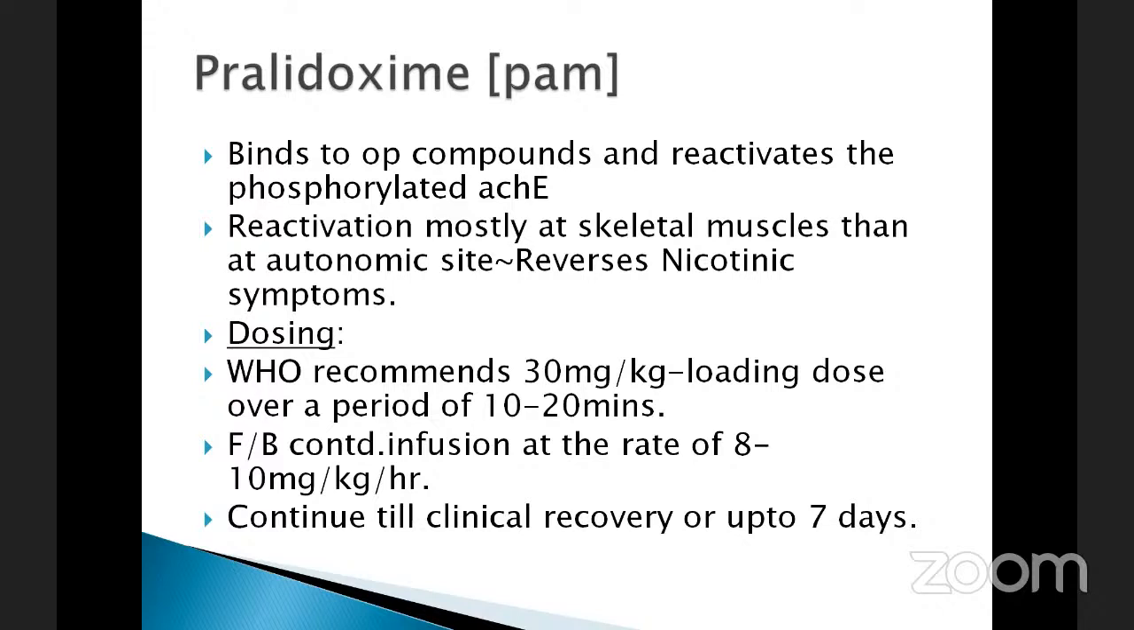In that she mentioned, if the poisoning is very severe and the patient is not recovering on the ventilator, you have to give 1 gram per hour infusion, as long as the patient is on the ventilator.